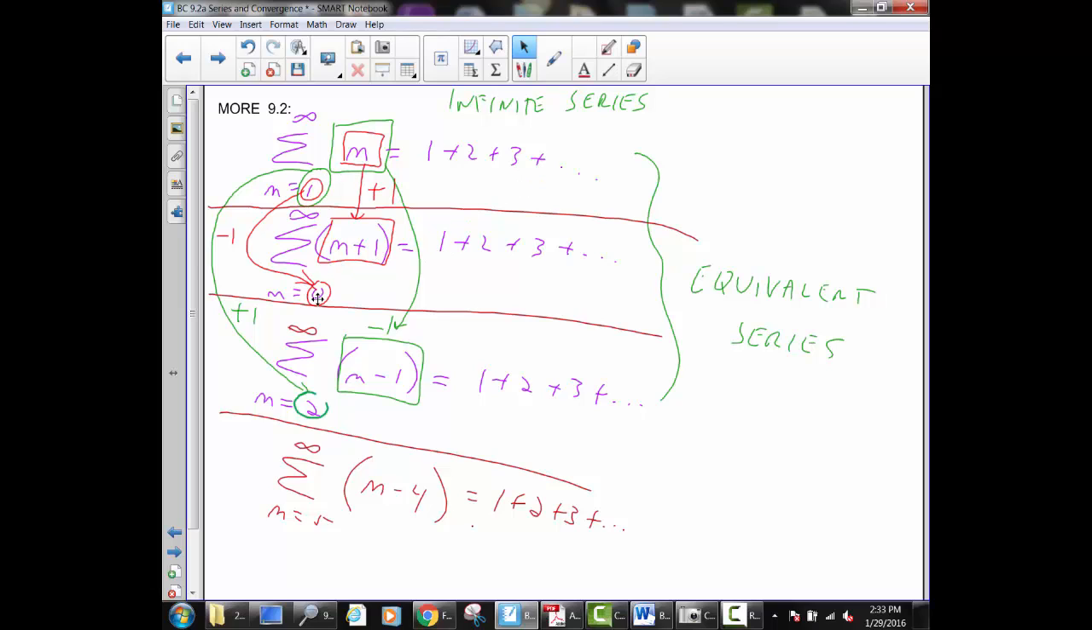But I could write it as summation n goes from 0 to infinity of n plus 1, because if I start at 0, 0 plus 1 is 1, plus the next one would be 1, 1 plus 1 is 2. I'll get the same series. This will give the same series, so will this.